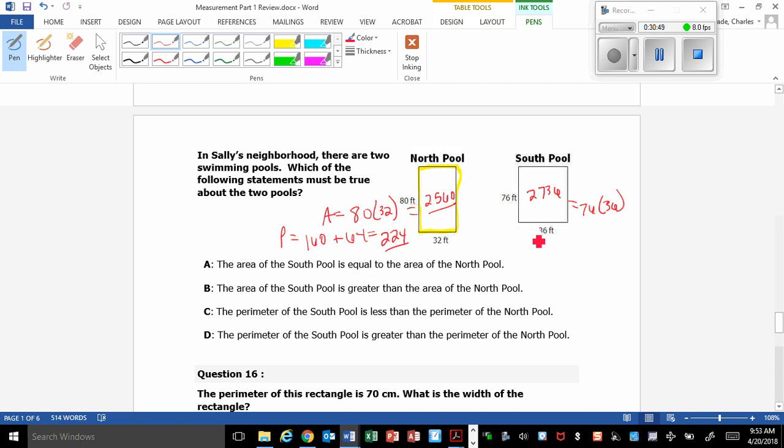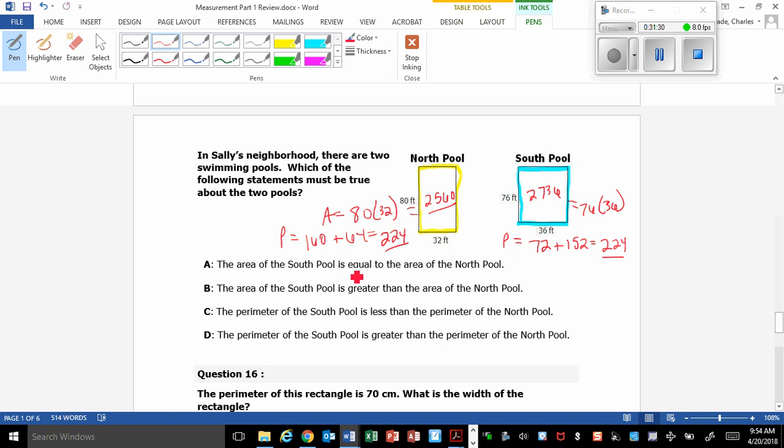This one is perimeter, so it's 36 times 2, which equals 72, plus 76 times 2, which equals 152. Then I'm going to add those two together. 72 plus 152 equals 224. Ooh, same perimeter. Weird, right? Let's see what the question, I didn't even look at what the question asked, so we got the perimeter there.